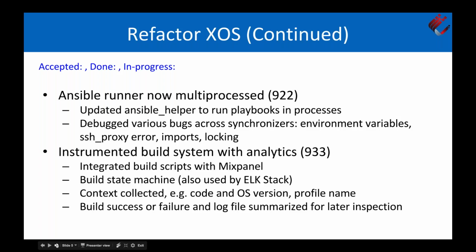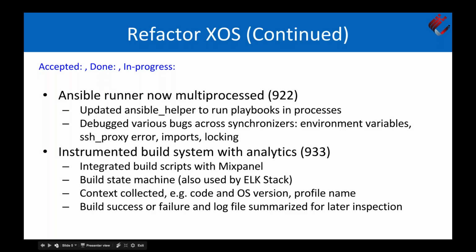I spent a lot of time debugging bugs related to this interface, such as having to do with environment variables not getting set or not making it into the Ansible playbooks, and SSH proxy errors, and import issues. So it turns out that imports in Python are not multiprocessing friendly. And lately we've been dealing with a locking issue, trying to diagnose it and pinpoint it with Scott. So that's where we're at with this.